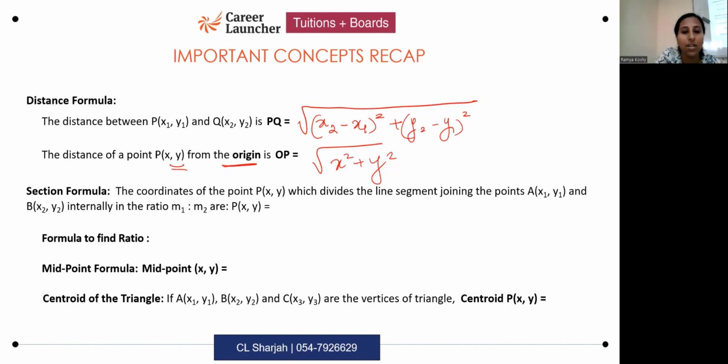So here the x coordinate will be (m1 x2 + m2 x1) by (m1 + m2). The y coordinate will be this.